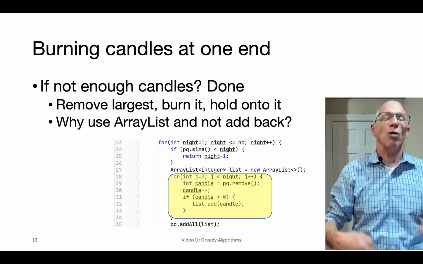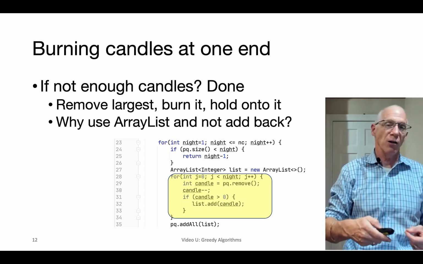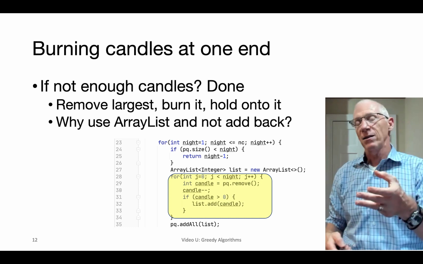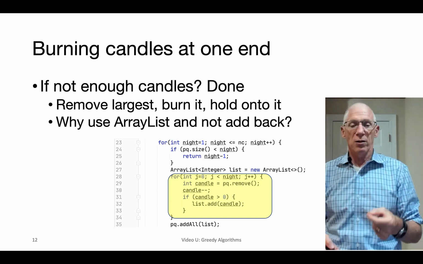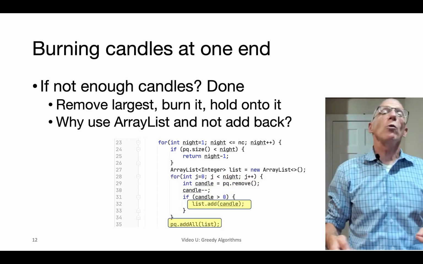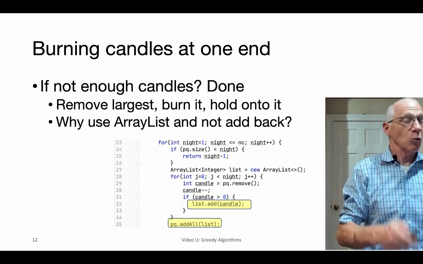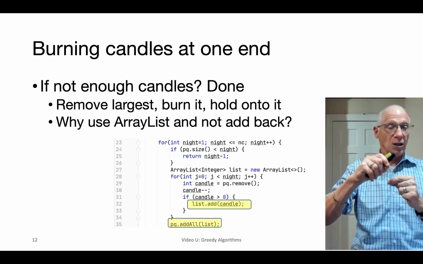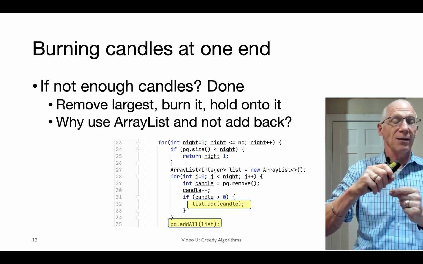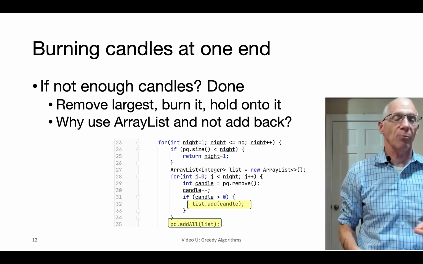We continue this process of taking an element from the priority queue, burning it, and adding it to the array list. When we're done, we will add all the elements from the array list, which are all positive heights, because we only put positive candle heights in the array list. We will add them all back to the priority queue.